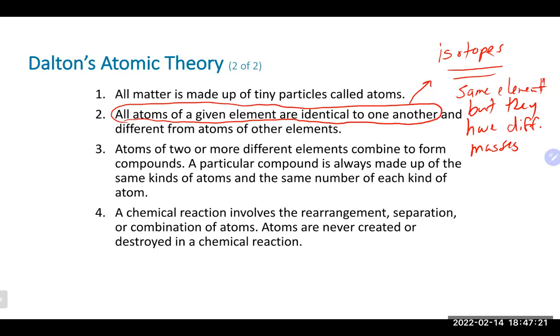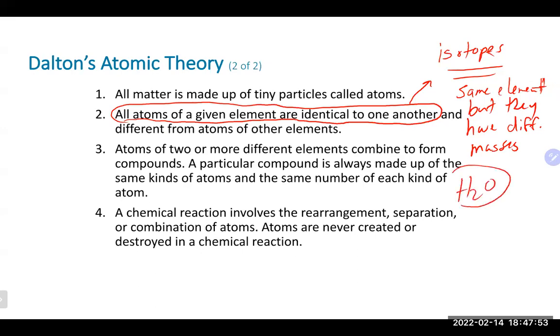If you have an iron atom, it is going to be different than, say, an aluminum atom in terms of protons, electrons, and neutrons. Atoms of two or more different elements combine to form compounds, and that is true. That's what we were talking about a second ago. That is your definition of a compound: two or more elements coming together. A particular compound is always made up of the same kind of atoms and the same number of each kind. That also is correct.